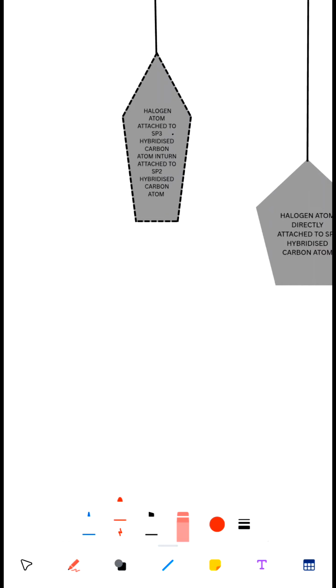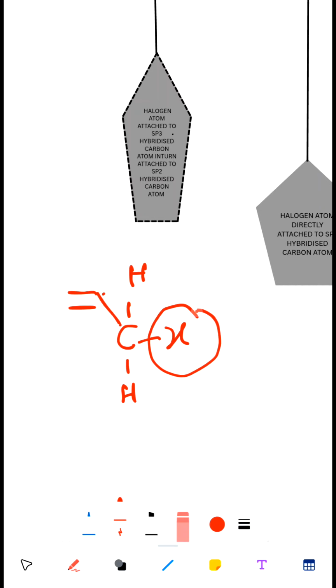Now let us take the example which is present in your NCERT textbook. Like this they have given you the example. This is a halogen atom, you know this, right? This halogen atom is attached to an sp3 hybridized carbon atom. Can you see this carbon atom? It is an sp3 hybridized carbon atom because the surrounded 4 bonds are single bonds.